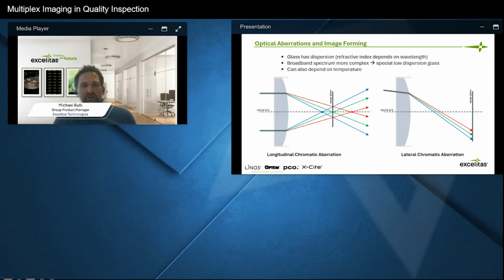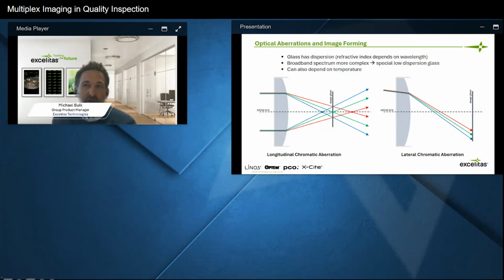So the next challenge is that glass actually has dispersion, and this means that the index of refraction changes with the wavelength. Depending on your wavelength of light, the rays will be bent differently and focused at different locations, both longitudinally and laterally. This is a challenge for spectral applications where you want to map something exactly to a pixel. So this becomes more complex for broadband systems, and the designers may need to use really special glass types, like really low dispersion glasses, or different design techniques to help compensate for this.